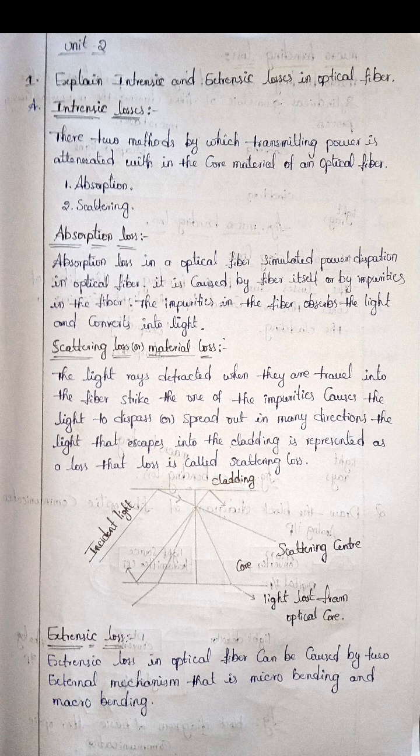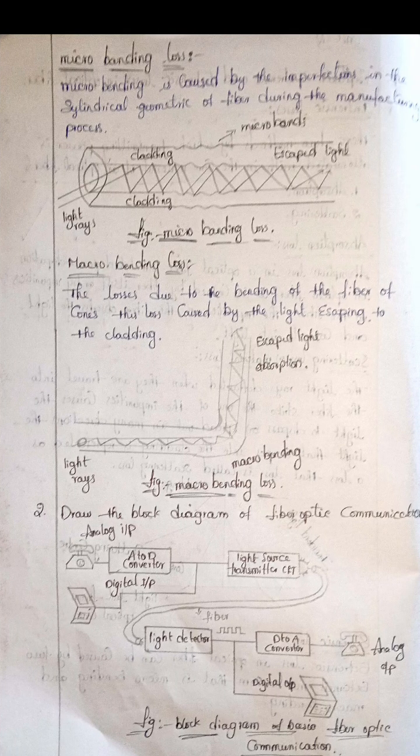Extrinsic losses in optical fiber can be caused by two external mechanisms, that is, micro bending and macro bending. First we discuss micro bending. Micro bending is caused by imperfections in the cylindrical geometry of the fiber during the manufacturing process. When the light is passing through the cladding, there are some micro bends within the fiber optic cable.